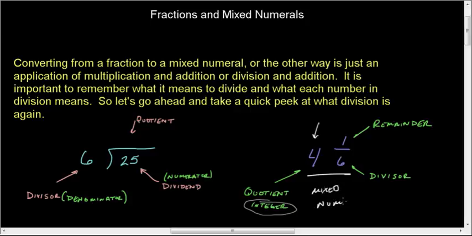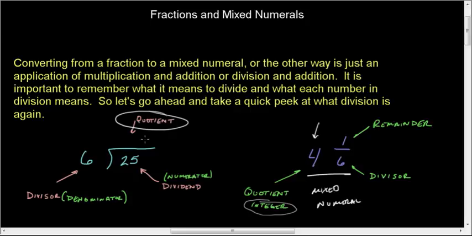I use the word numeral quite a bit. A lot of books will call them numbers. It's the same thing. It's just semantics at that point. So, the quotient becomes part of your mixed number as the integer.